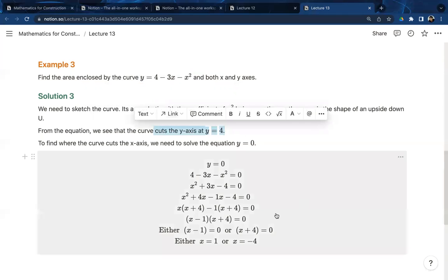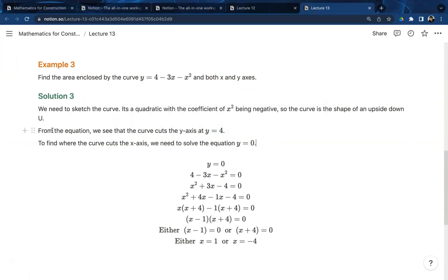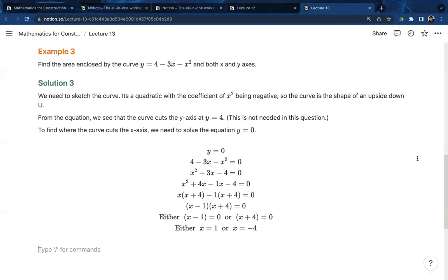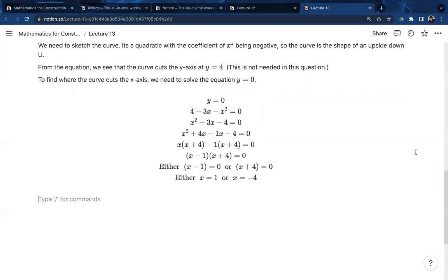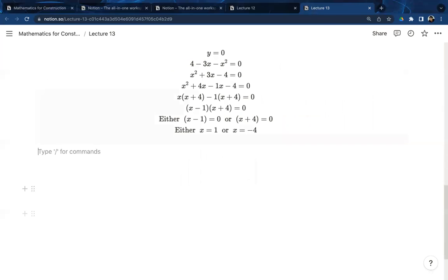The more important thing is the x coordinate. So we don't really need this. But just reviewing the theory for you, right? So it's not needed in the question, but I just put it in there to revise. So how does this curve look like? It looks like an upside down U that cuts the x-axis at 1 and -4. Right, so let's probably draw that as a diagram.